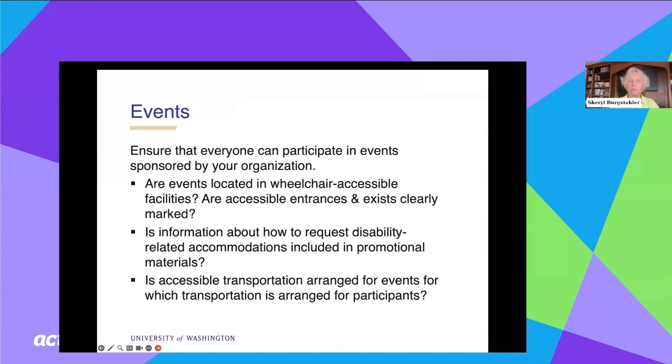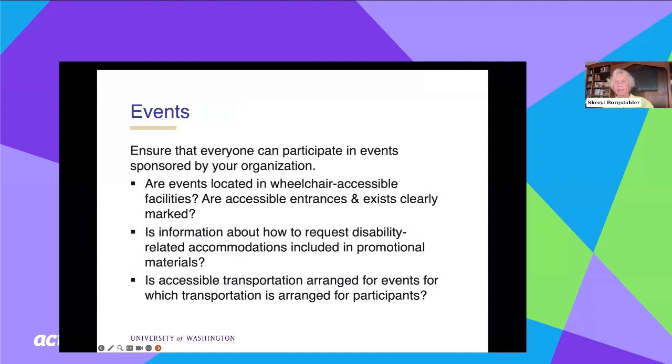Are they located in wheelchair accessible facilities? Again, maybe you have an event that's located in a different facility, maybe you've even rented it, you're still responsible to make sure that it's accessible. And are accessible entrances and exits clearly marked? Is information about how to request disability accommodations included in the promotional materials? That's a welcoming statement to a person with a disability, by the way.